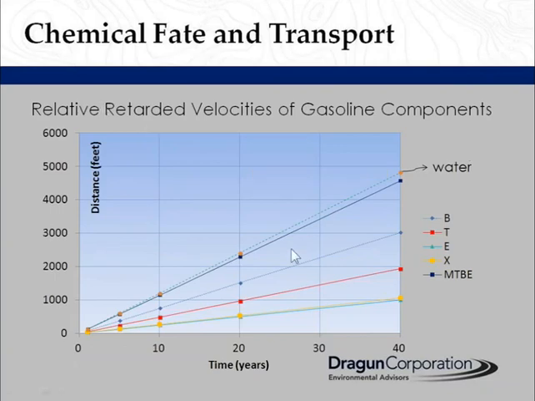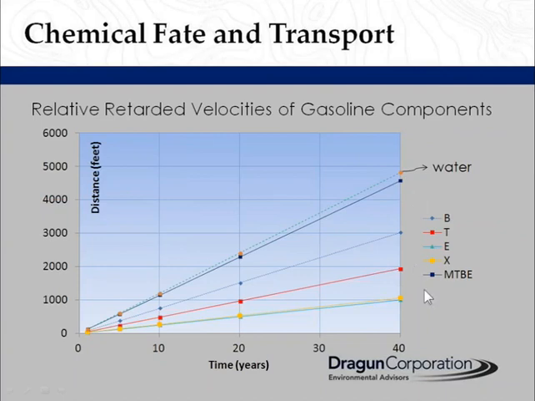So this is a little chart that I made that is a hypothetical situation which shows the relative retarded velocities of gasoline components. So it's showing the distance traveled by time, and distance divided by time is velocity. So the faster chemicals will move further in the same amount of time. So this is water, the top line, dashed line. So that would be the groundwater velocity in this hypothetical case.